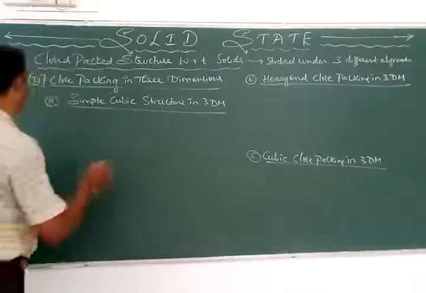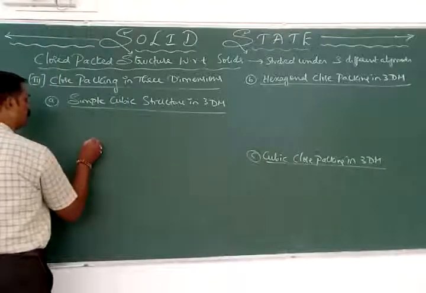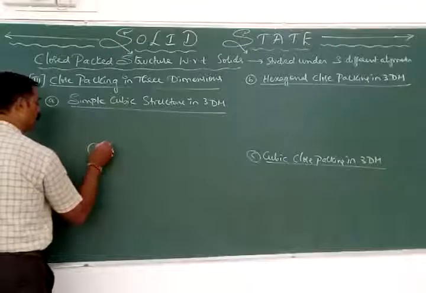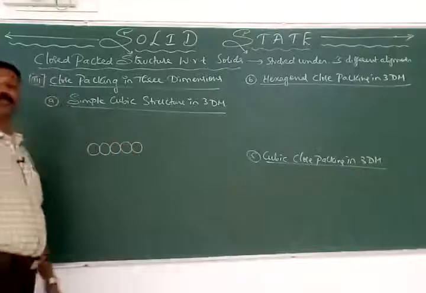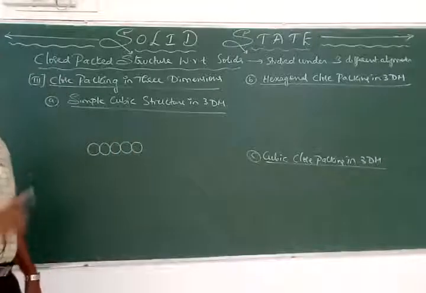So here, what is this first? A linear, that is called one dimension first.